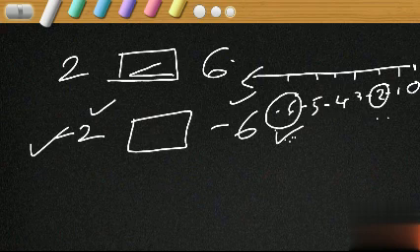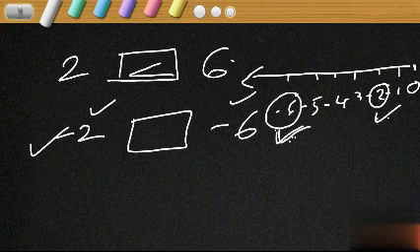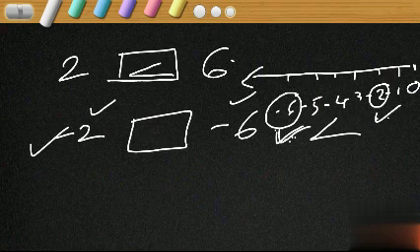The number on the left side is the smaller one, and that on the right is the greater one. So obviously minus 6 is smaller. Minus 6 is smaller means minus 2 is greater, isn't it? So minus 2 is greater than minus 6.